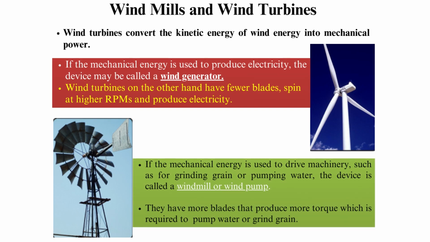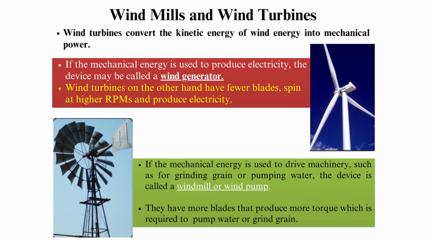Difference between windmills and wind turbines. Wind turbines convert the kinetic energy of wind into mechanical power. If the mechanical energy is used to produce electricity, the device may be called a wind generator. Wind turbines, on the other hand, have fewer blades, spin at higher RPMs and produce electricity. If the mechanical energy is used to drive machinery, such as for grinding grain or pumping water, the device is called a windmill or wind pump. They have more blades that produce more torque, which is required to pump water or grind grain.